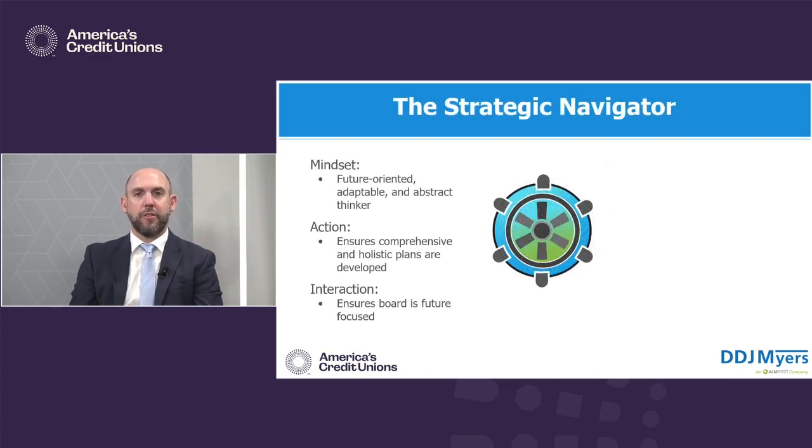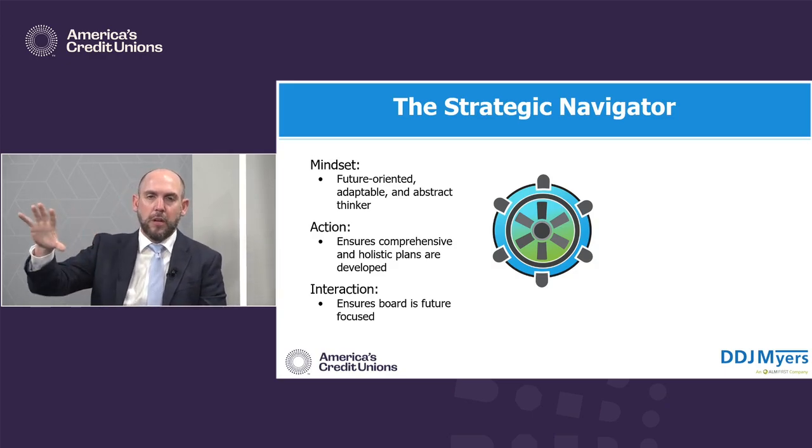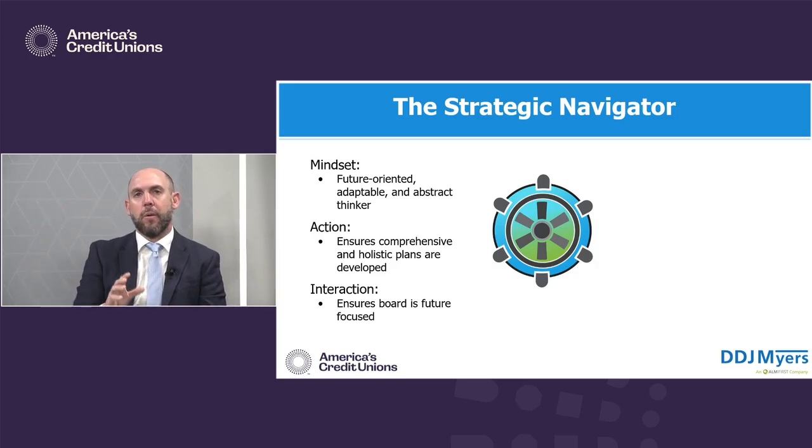So the last one here, we call it the strategic navigator: future mindset, future-oriented, adaptable, absolutely an abstract thinker. Their action, they ensure comprehensive and holistic plans are developed. They will help and make sure, well, have you thought about these unintended consequences? What about these obstacles? How are you going to address these navigational and marketplace challenges? And so their interaction with the board is, we're not talking about the past unnecessarily, we're talking about the future. Yes, the past, we can have it inform our future discussions, but we need to be future focused and where we're trying to go. We're not going to relitigate anything that might have already been decided.